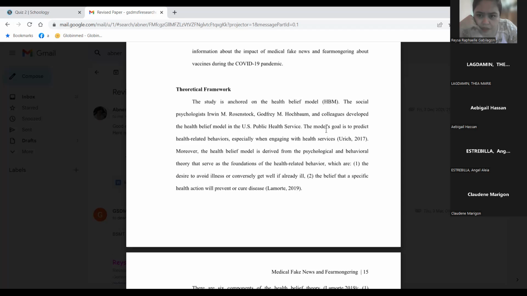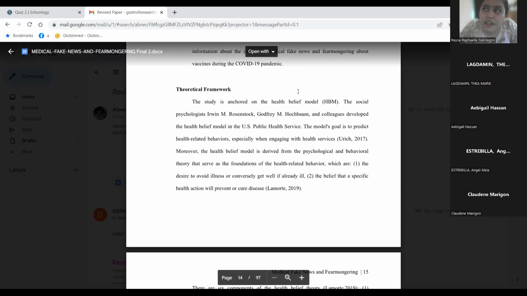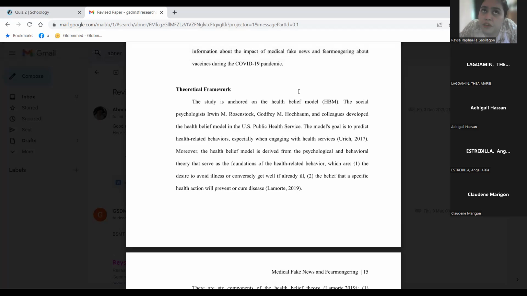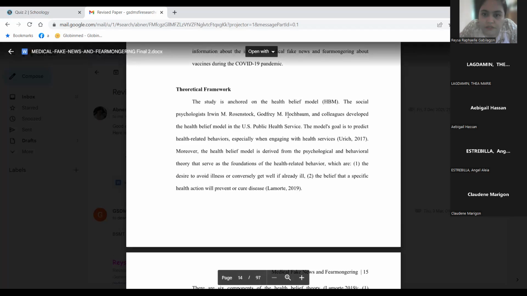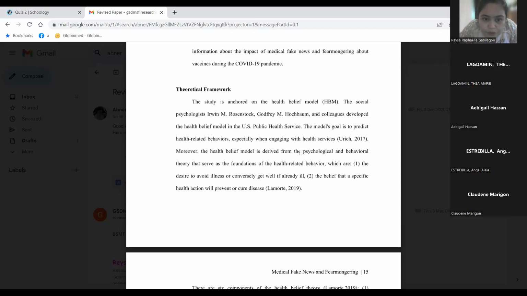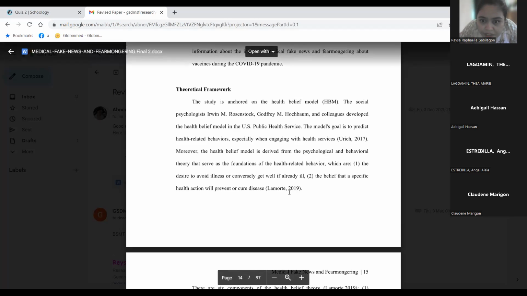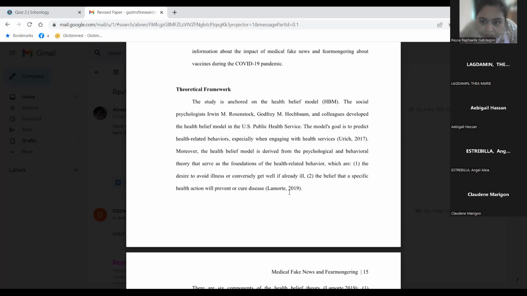Let's see. The model's goal is to predict health-related behaviors, especially when engaging with health services. So their study is about ano, di ba? Fake news and fear-mongering and vaccine confidence. Okay, so for them, this theory is actually related to their study. Kasi, ano ba ang scope ng study nito? Ito yung part ng theory that they think related sa study nila. The desire to avoid illness or conversely get well if already ill, and the belief that a specific health action will prevent or cure.